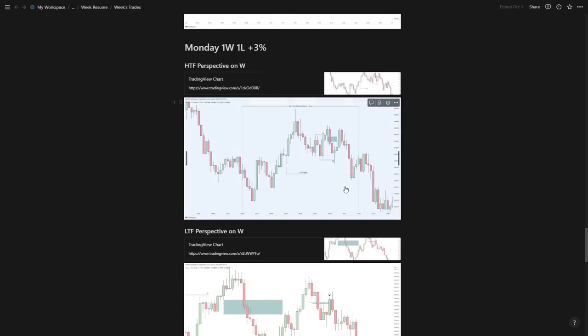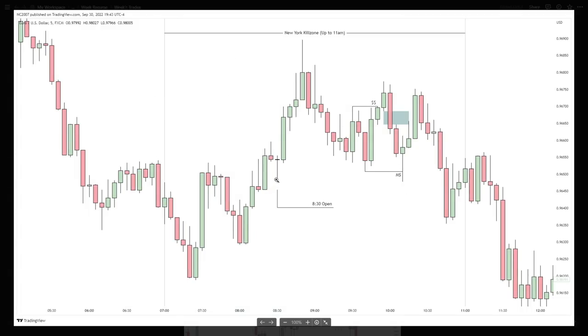Monday we have a little bit of a more complicated scenario, but the thing is that if we're expecting bearish price action, or if we are just applying the five steps, we see a move higher.